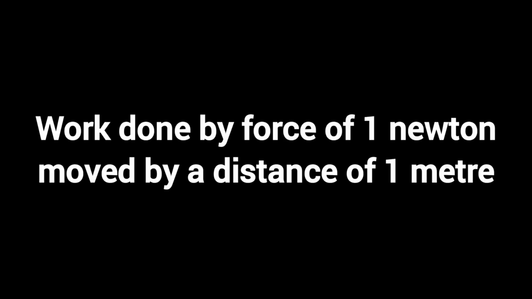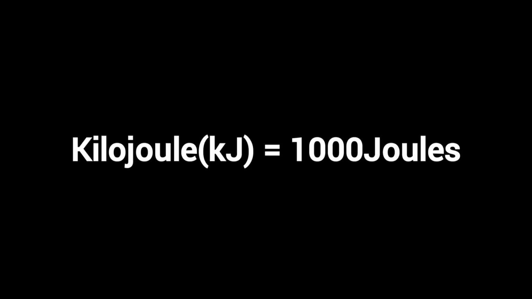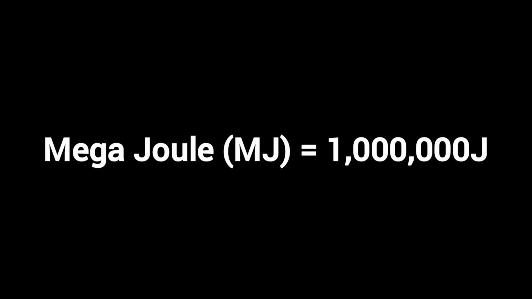Now, what is a joule? A joule is defined as the work done when a force of 1 newton is moved through a distance of 1 meter. Now, work can also have other units such as kilojoule, which is 1,000 joules, or megajoule, which is 1,000,000 joules. Now, let's look at an example.